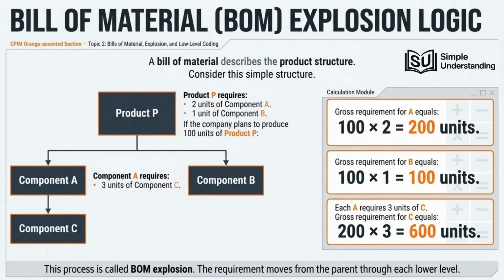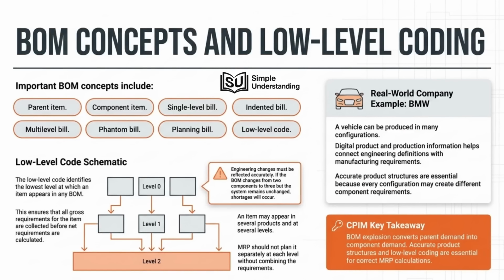Gross requirement for B equals 100 multiplied by 1, the result is 100 units. Each A requires 3 units of C. Gross requirement for C equals 200 multiplied by 3, the result is 600 units. This process is called BOM explosion. The requirement moves from the parent through each lower level. Important BOM concepts include parent item, component item, single-level bill, indented bill, multi-level bill, phantom bill, planning bill, low-level code. The low-level code identifies the lowest level at which an item appears in any BOM.